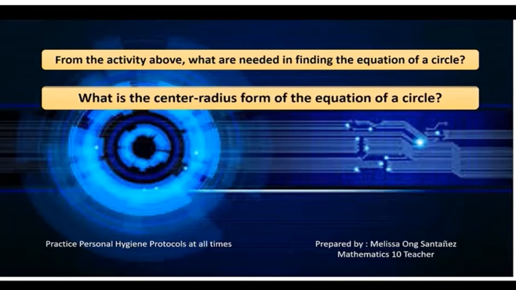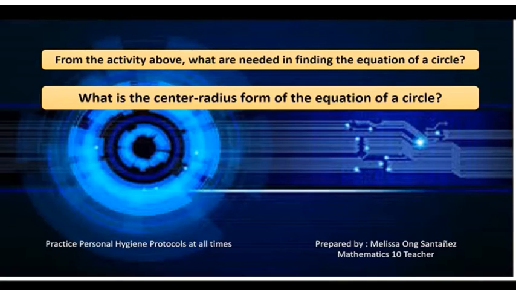The second question, what is then the center radius form of the equation of the circle? The center radius form of the equation of the circle, in some books, is x squared plus y squared equal to r squared. And from there, we have derived our standard equation. They are just putting the center radius form and the standard equation of the circle as the same, because if you have the origin as the center, you would automatically have x squared plus y squared equal to r squared.